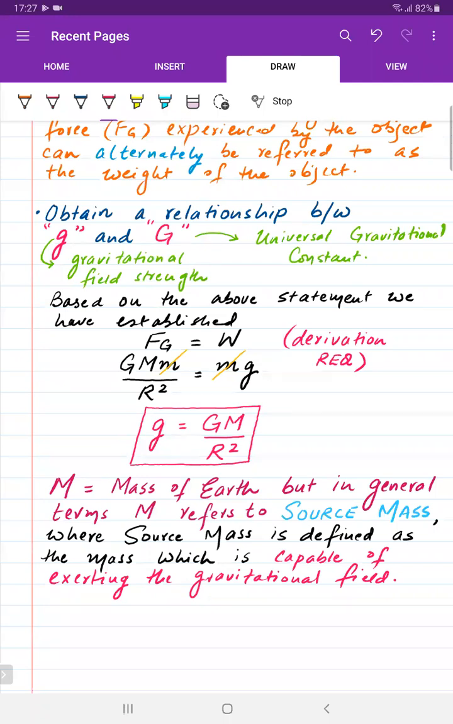Huzaifa ने लिखा हुआ है, so basically the mass which is causing the gravitational field. Yes, your statement is correct. If you want to use the term, you can use the term mass which is causing the gravitational field, although a better wording would be mass which is capable of exerting the gravitational field. But the idea is right.